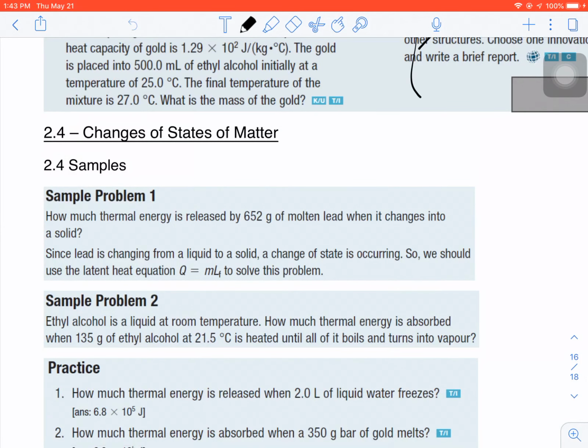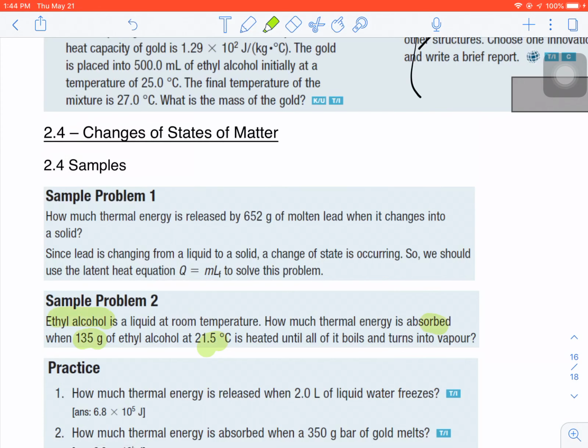It says ethyl alcohol at room temperature, so I need to know what it is. I know that it's absorbing energy. I know how much mass I have, and it is at 21.5 degrees C. It's going to be heated until it boils and turns into a vapor.